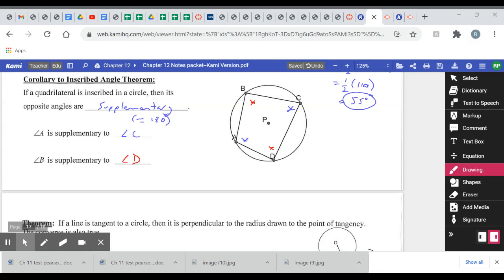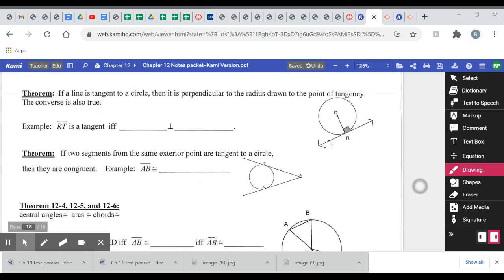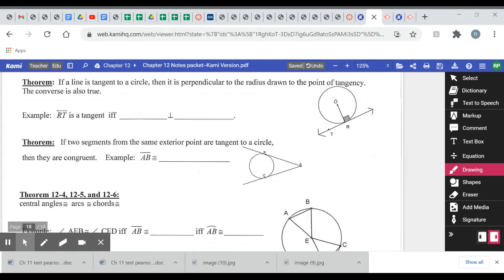And we also know that a quadrilateral, all the angles add up to 360. Something else that we learned that might help you. All right, a little bit more here. Next theorem says if a line is tangent to a circle, then it is perpendicular to the radius drawn to the point of tangency. The converse is also true. So it says RT is tangent if and only if OR is perpendicular to line TR.